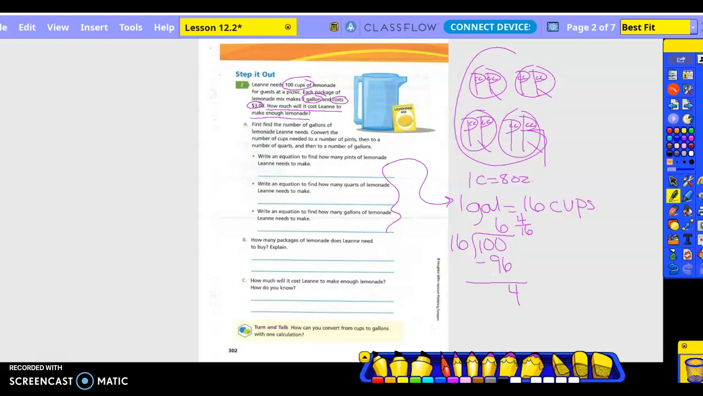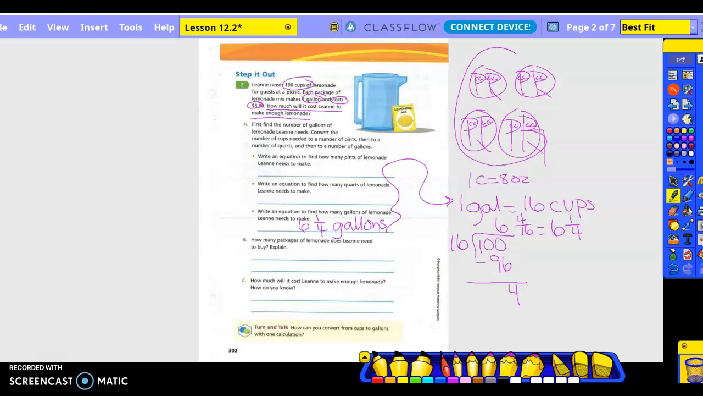Use your remainder over your divisor. Okay. So is that simplified? No. It would be 6 and 1/4. So 6 and 1/4 gallons is what she needs, right? To cover all the cups.